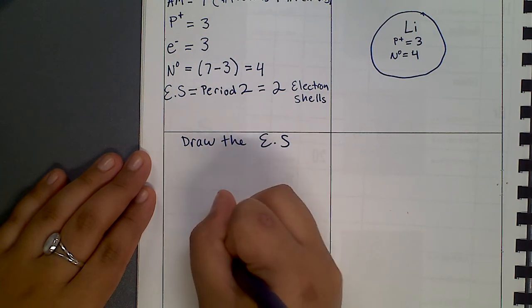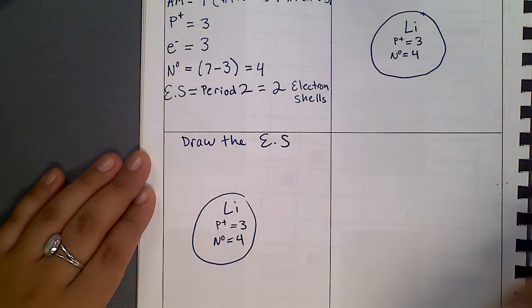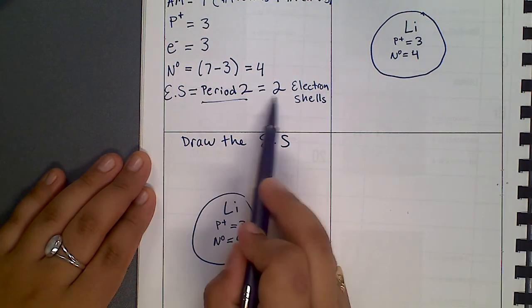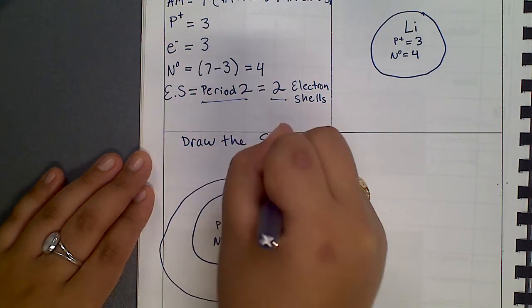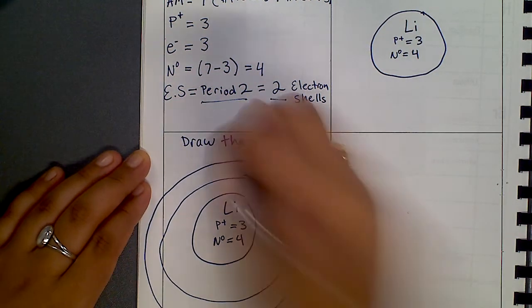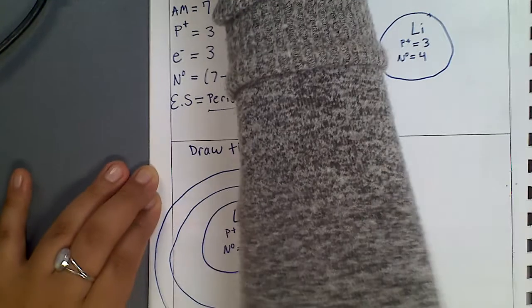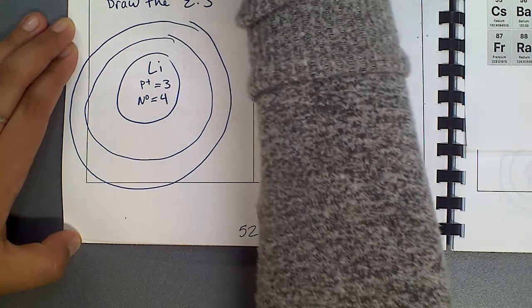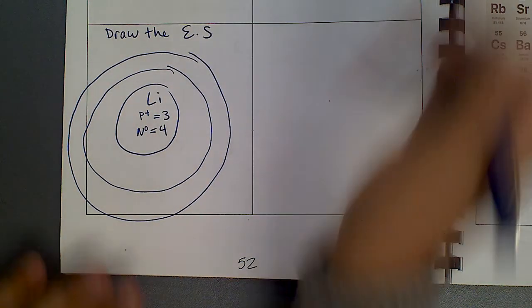So I have 3 protons and 4 neutrons. And because it's in period 2, it has 2 electron shells. So I'm going to draw 2 big circles around it. Okay, and I'm just drawing it big so you can see it better, but you can draw it to fit on your page. All right, so that's step 3.